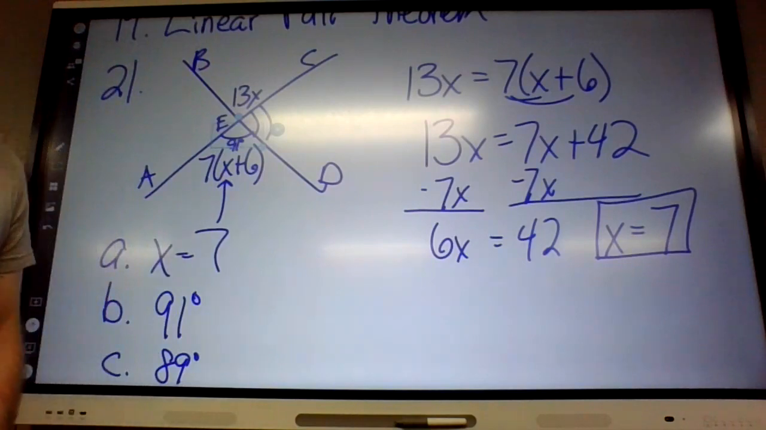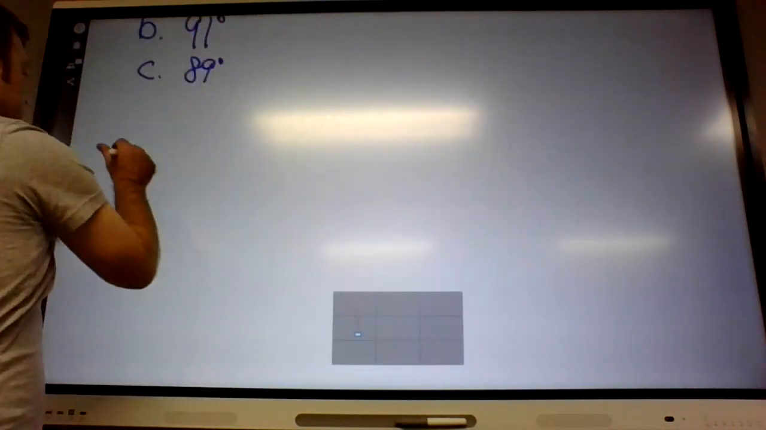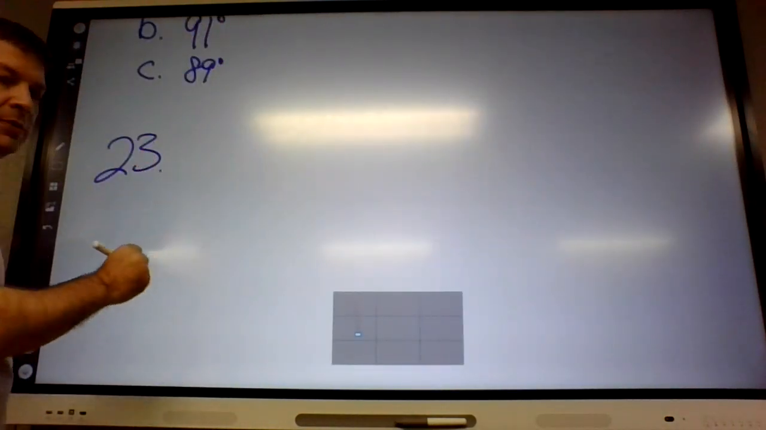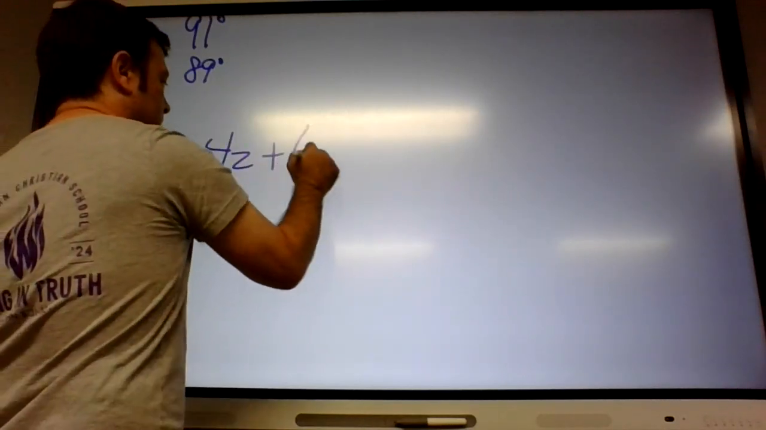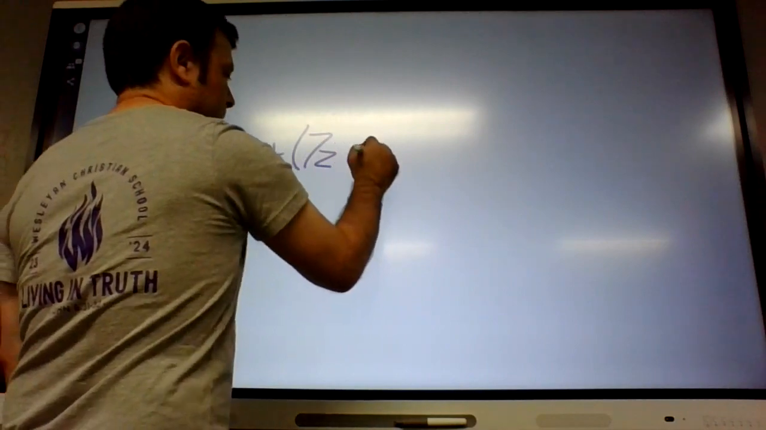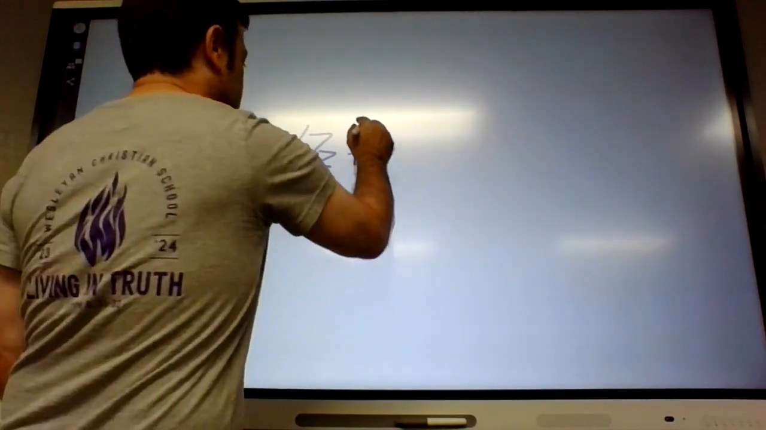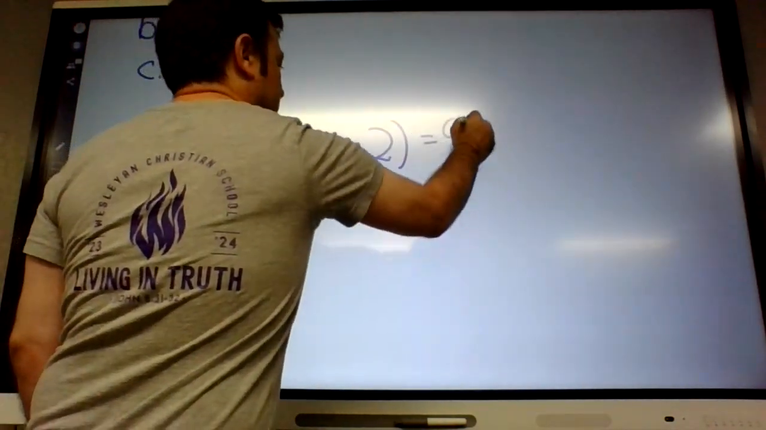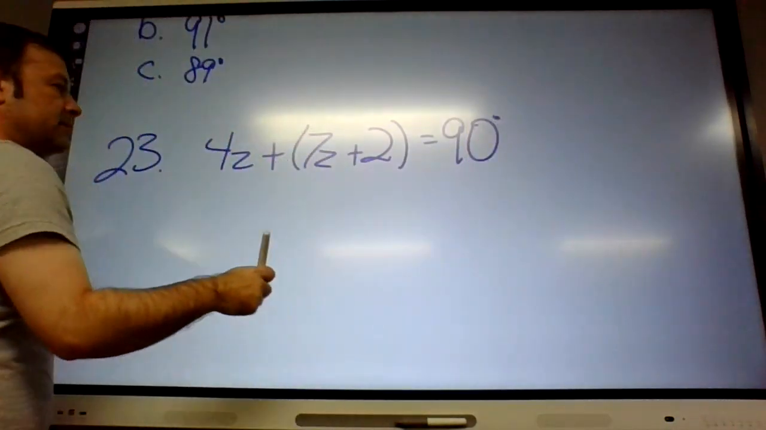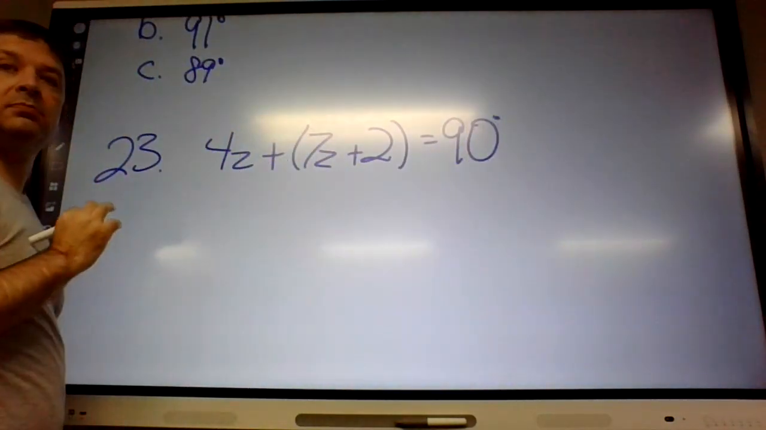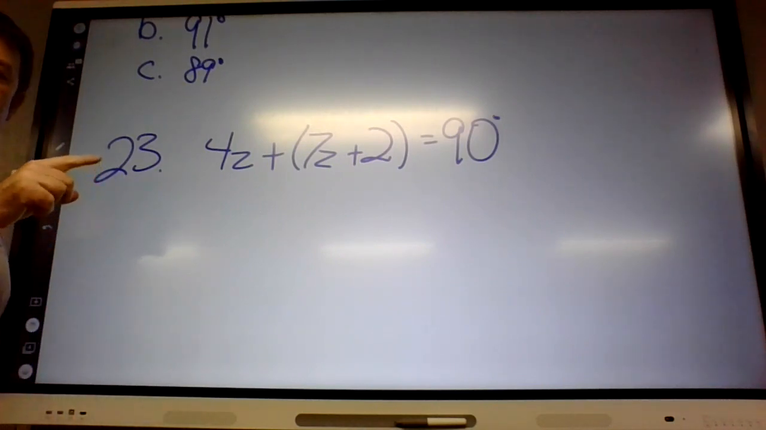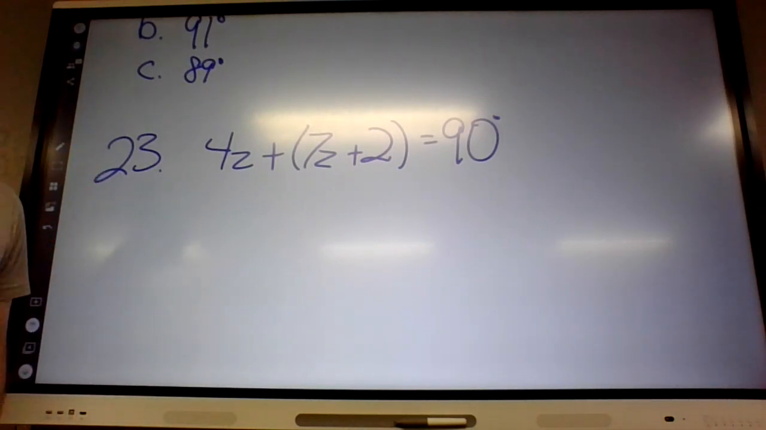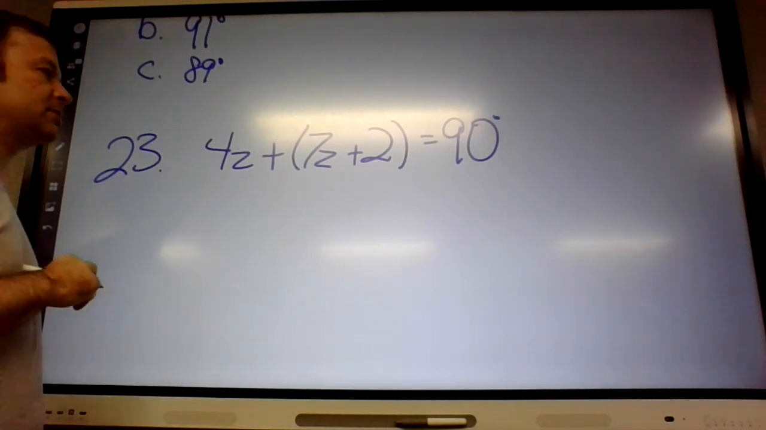Okay, so in that case, how would we set up 23? What do we know about those two angles? 4z plus parentheses 7z plus 9 equals 90. Yeah, they have to add up to 90. You see how they put that little red box in the corner? That means the big angle is a 90-degree angle, so that means the two little angles add up to 90.